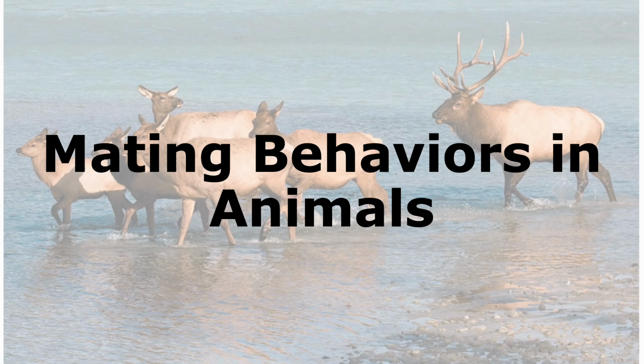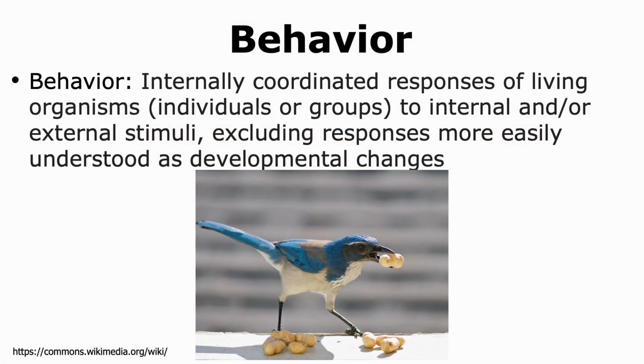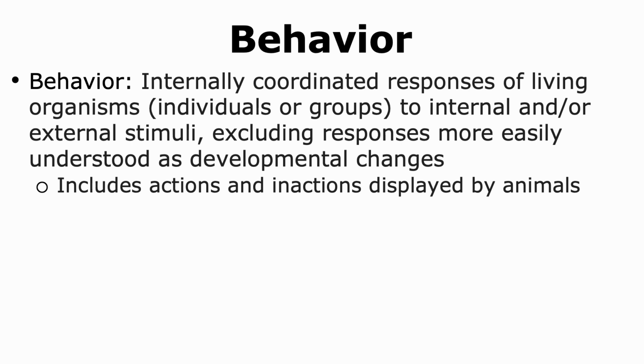In this talk, we will learn about the different mating behaviors that are shown by animals. Behaviors are considered as internally coordinated responses of either individual organisms or groups of organisms to internal and/or external stimuli. Behaviors normally exclude responses that are more easily understood as developmental changes. Behaviors include actions as well as inactions to different stimuli that are displayed by animals.